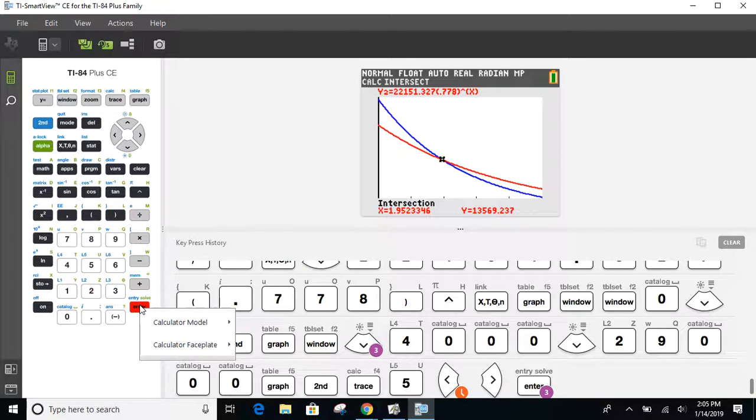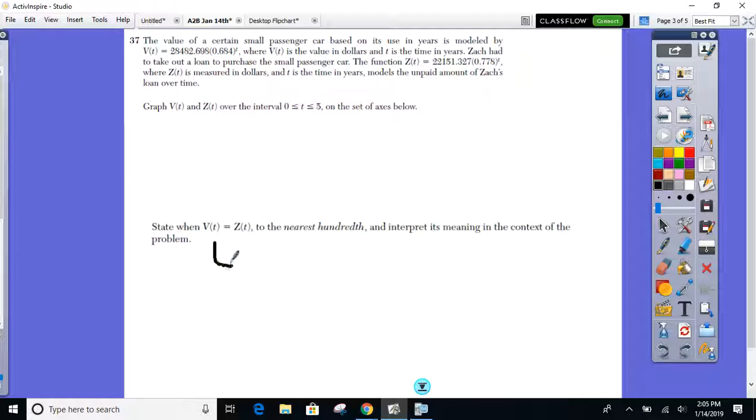Now the question is, which number do you want? Which number do we want? What are we looking for? State when v of t equals z of t to the nearest hundredth. So when t equals, t's the time. Is that our x or our y values, the time? Those are our x values. So 1.95, 23346, but rounded to where? Nearest hundredth. So it'll be t equals 1.95.